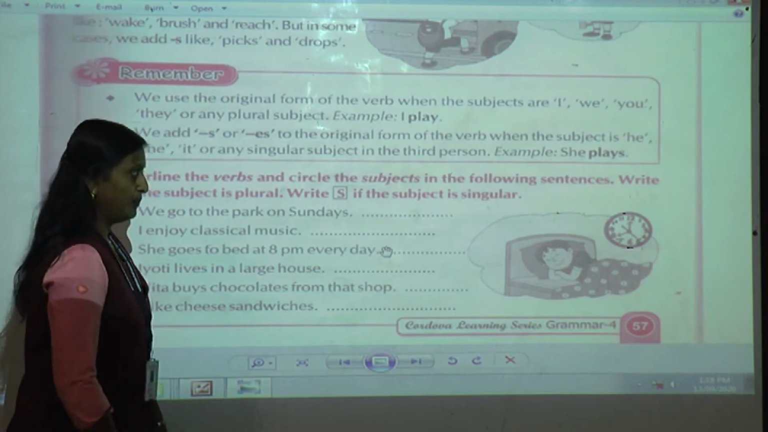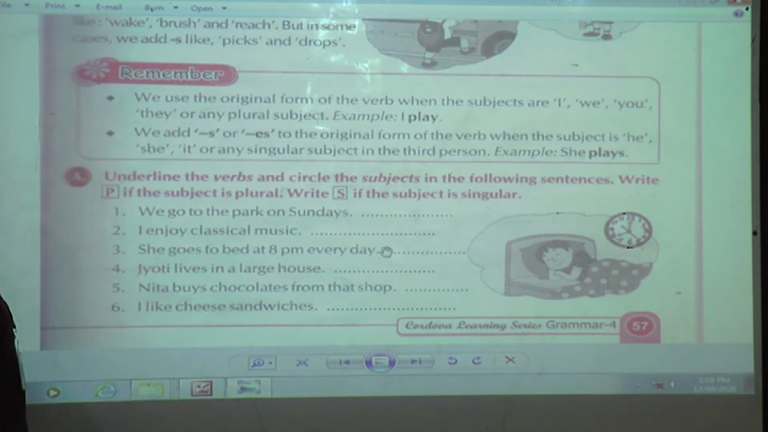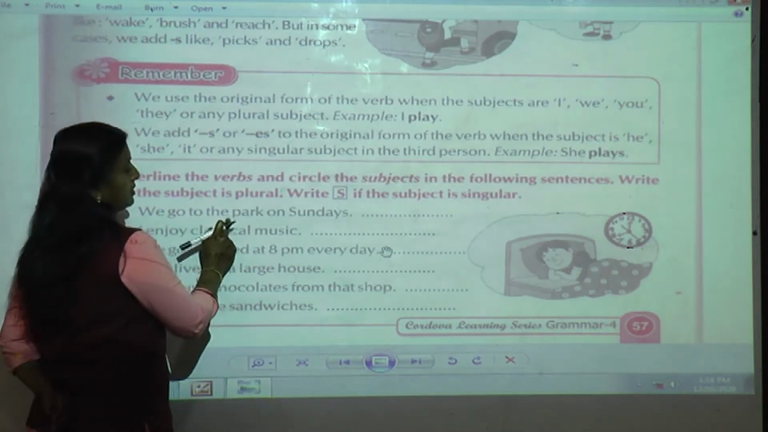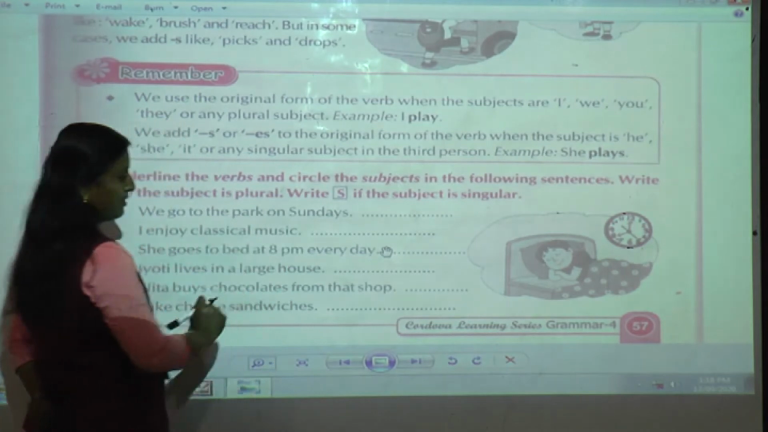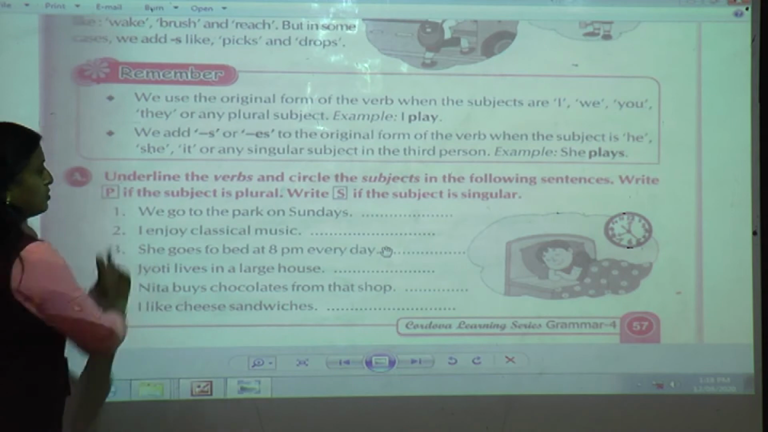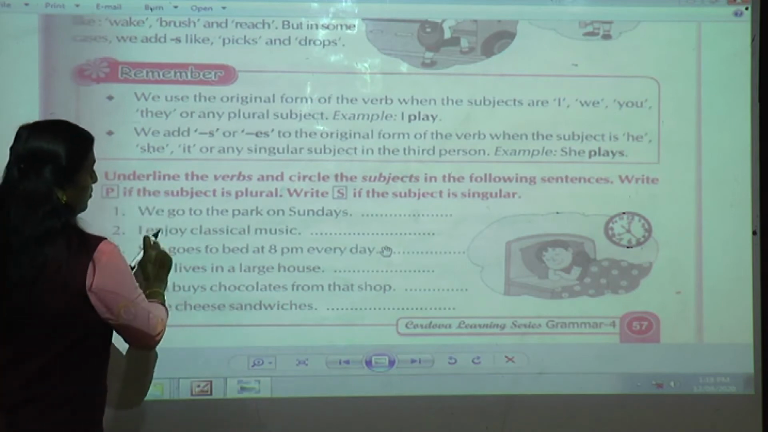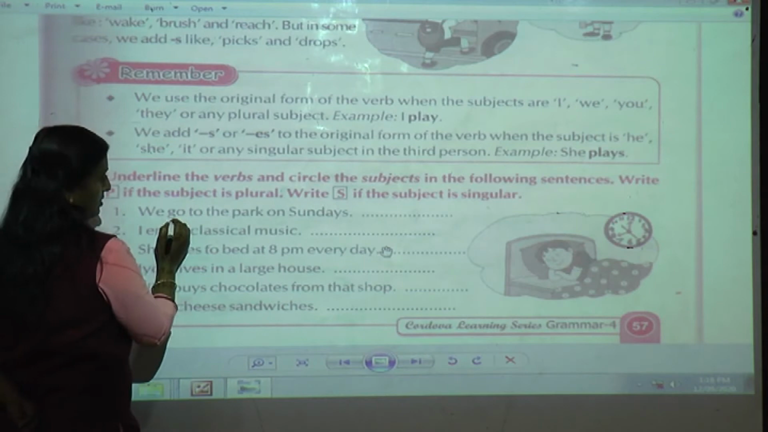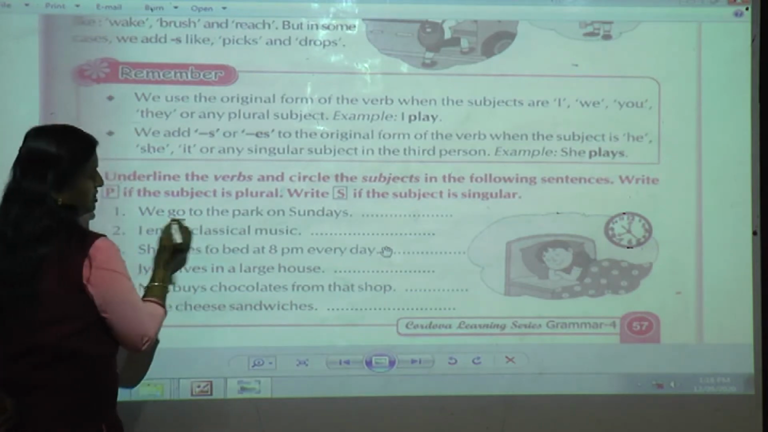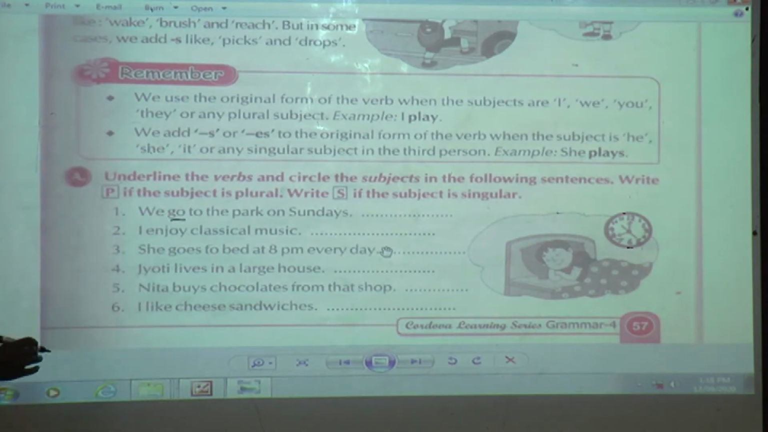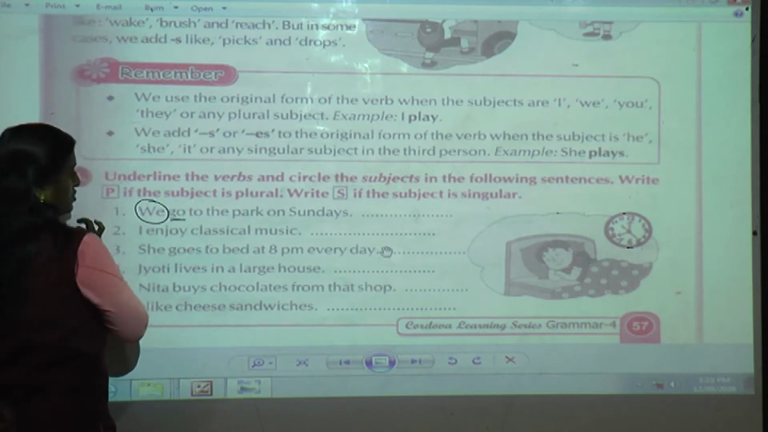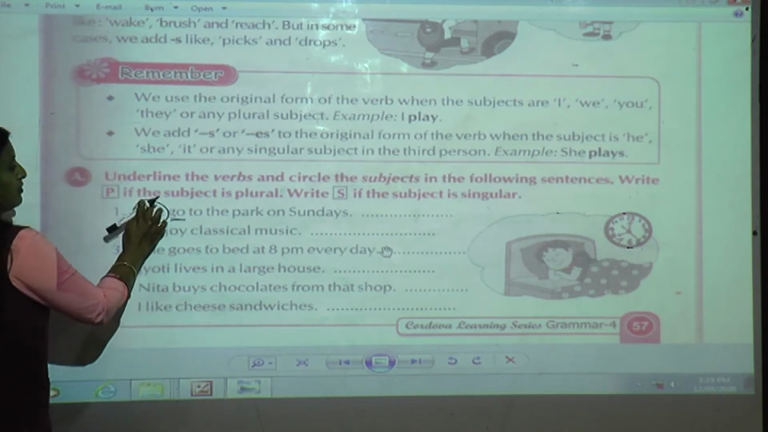Do you have a pencil with you? Okay, keep an eraser also with you. Ready? I'll read the first one. We go to the park on Sundays. You have to read along with me. So which is the subject over here? Yes, go. What is the verb over here, students? Go. So we have to underline the verb in a straight way and circle the subject. What is the subject over here? Yes, we is the subject. Okay, so you have to do it like this.